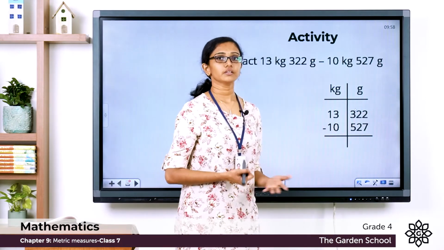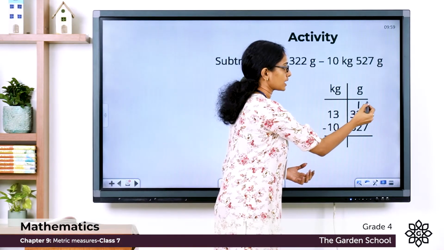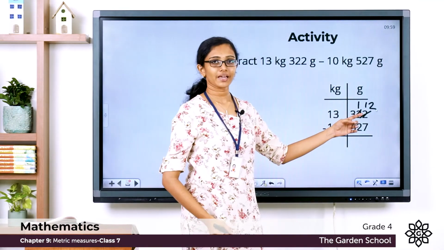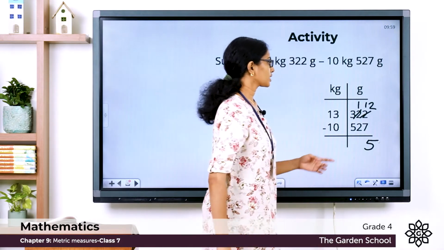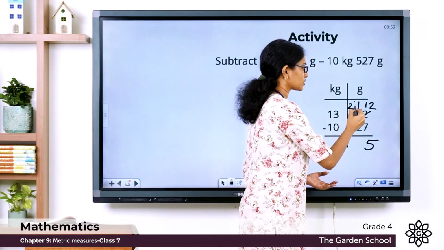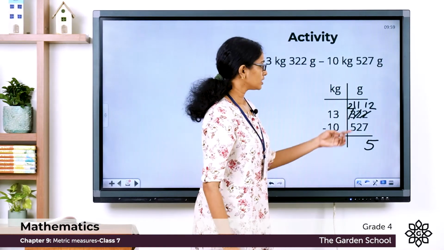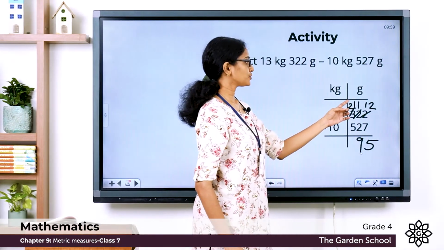2 minus 7 we cannot do, so let's borrow from the next place. Here it becomes 1, here it becomes 12. So here we have 12 minus 7 which is equal to 5. Now 1 minus 2 cannot do, so let's borrow. So here it becomes 2, here it becomes 11. So 11 minus 2 is equal to 9. And here we have 2 minus 5.